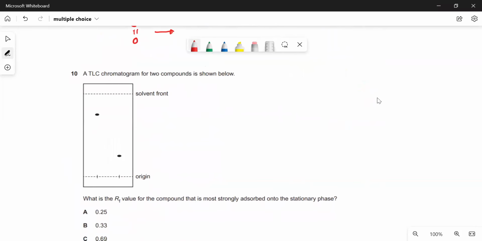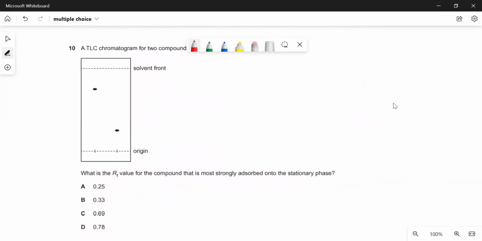Okay, TLC chromatogram for 2 compounds, shown below. What is the RF value for the compound that is most strongly adsorbed onto the stationary phase? Now, we don't actually have to do any working out here. The one that's most strongly adsorbed to the stationary phase is going to move the least far in the solvent. So it's going to be that spot there.